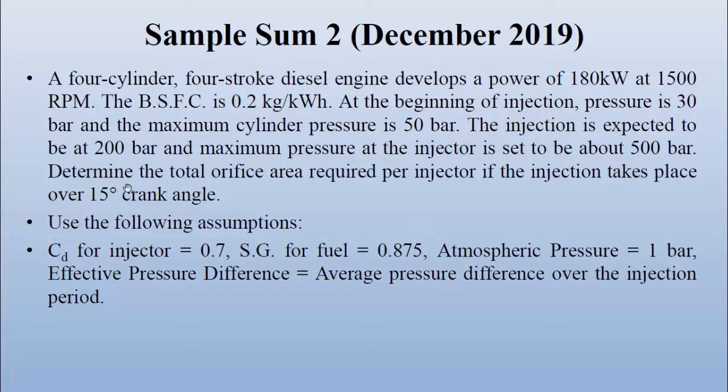They have also asked us to determine the total orifice area required per injector if the injection takes place over a 15-degree crank angle. So they have given us theta, the crank angle, 15 degrees, and they are asking us to find the area. As always, the first step will be to write the given data.